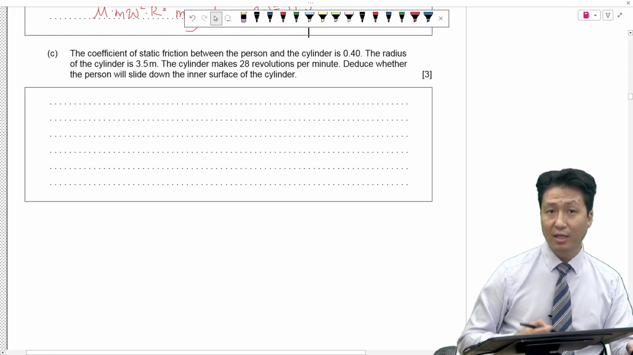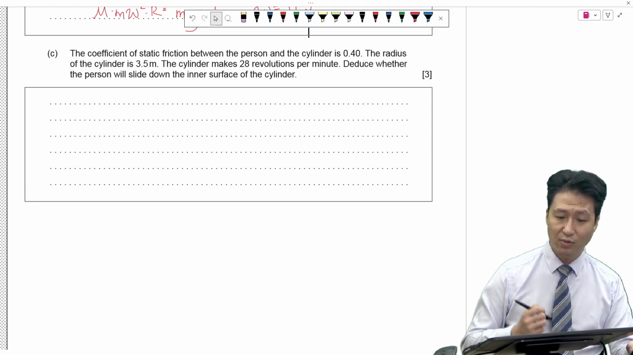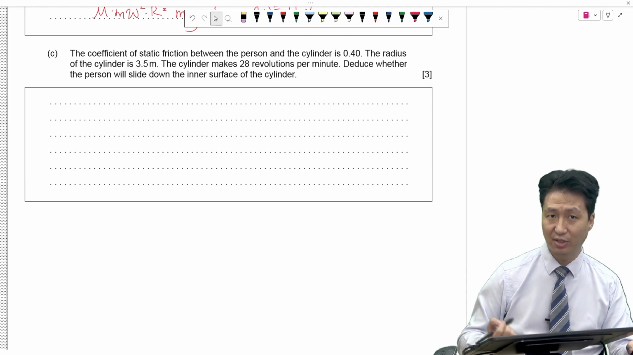In part C, the coefficient of static friction between the person and the cylinder is 0.40. The radius of the cylinder is 3.5 meters. The cylinder makes 28 revolutions per minute. Deduce whether the person will slide down the inner surface of the cylinder.